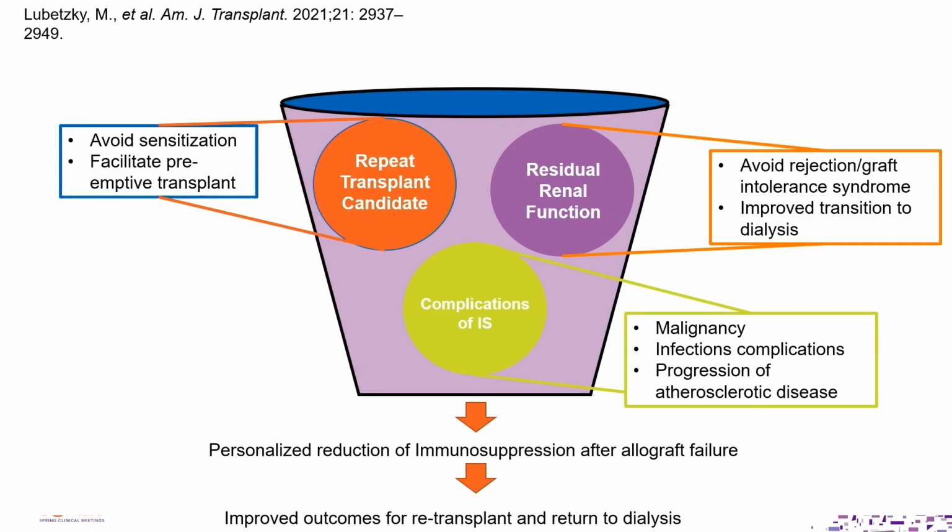What about if they have residual renal function? If they continue to make urine, do we want to just stop their immunosuppression? This might put them at a greater risk for graft intolerance syndrome, which we'll talk about later. So these may be patients who we want to keep on some more immunosuppression for a little bit longer. And overall, looking at all these different factors in each of our individual patients will improve outcomes during this transition period.